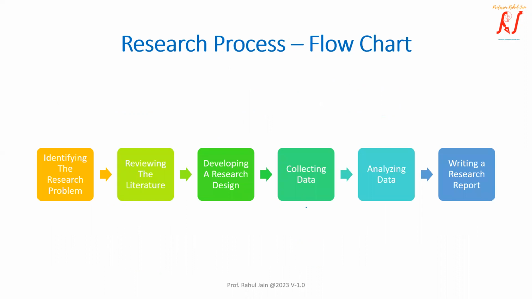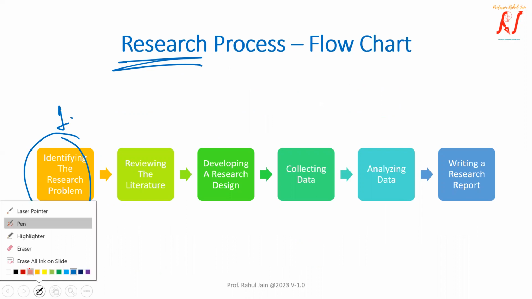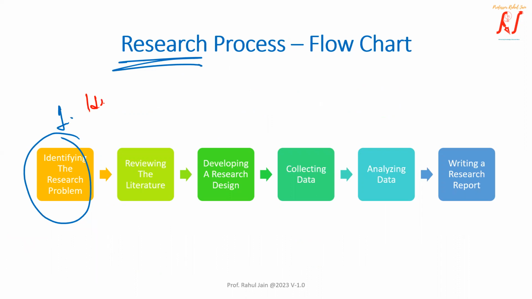So here is a flow chart. The very first step is identifying the research problem. The first task of any research is to identify the problem. Once we identify the problem, the second step is reviewing the literature.